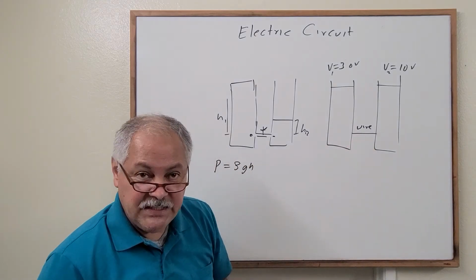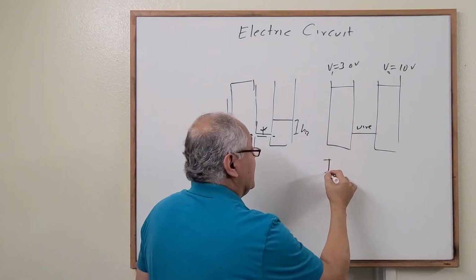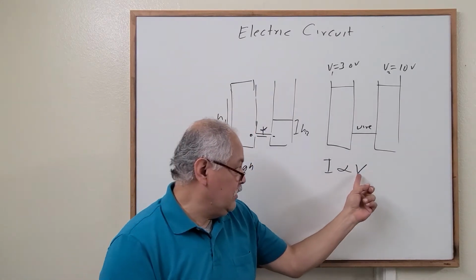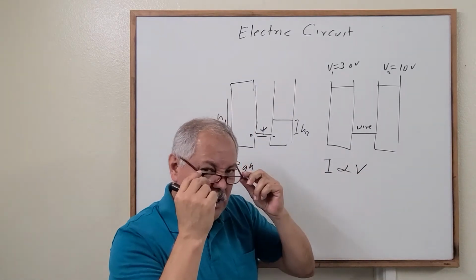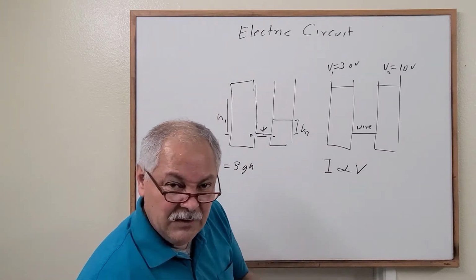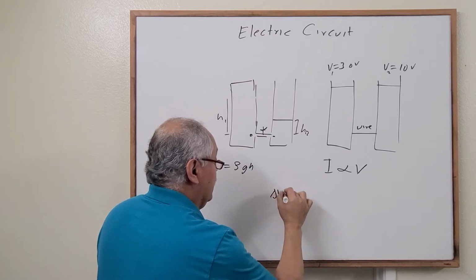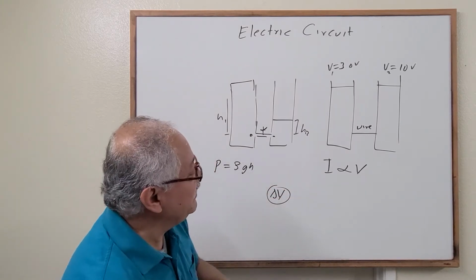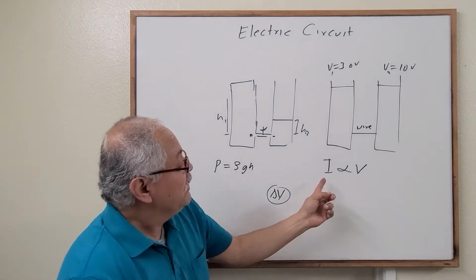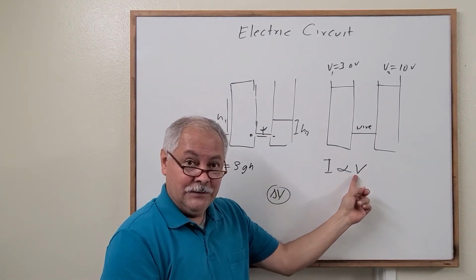How do we represent this concept? Well, in this way. We say that the current is proportional to the voltage. Correct? If we increase the voltage, the current increases. Remember, when we're dealing with voltage, we use this symbol, voltage, potential difference, or we can use this symbol. The meaning is the same. Okay, so it's proportional to the voltage.